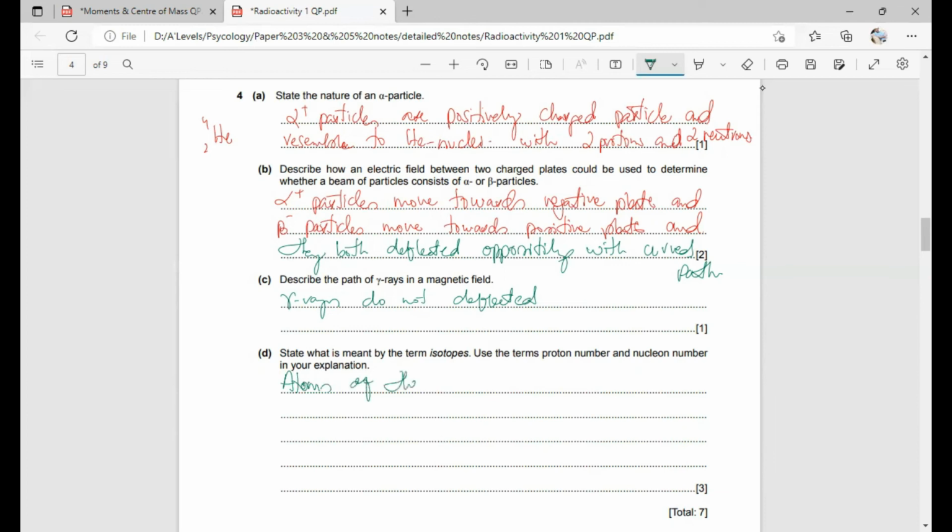Atoms of the same element having the same protons but different nucleon number. You don't need to mention neutrons here. Different nucleon number, right?